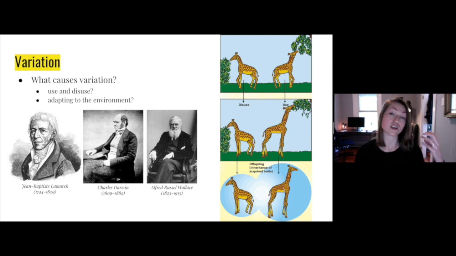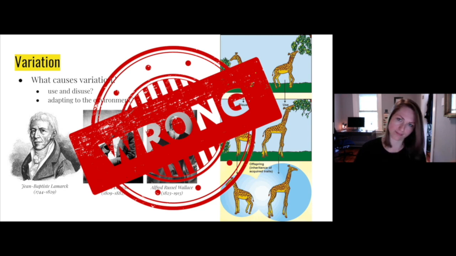The idea that we can acquire new traits during our lifetime and then pass them on to our offspring is sometimes called Lamarckism or Lamarckianism, after Jean-Baptiste Lamarck. When Darwin and Wallace later came up with the theory of natural selection, they knew variation was important, but they weren't sure what caused it, and they were pretty open to Lamarck's idea of use and disuse. But we know today they are wrong.